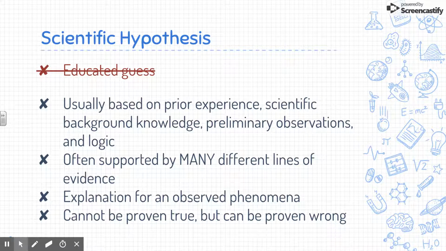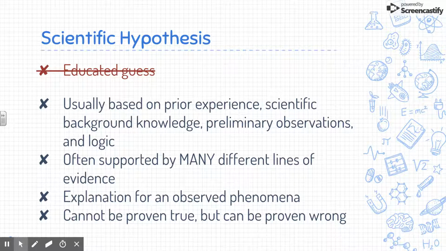So be sure to write the word hypothesis on the left side of your notes, and then write down a definition for it on the right side. Maybe also make a few bullets with some other information that you think might be helpful. So hypotheses are often supported by many different lines of evidence. This would refer back to your scientific background knowledge. And it's also an explanation for an observed phenomena. Here, phenomena just means something that you have observed in nature.